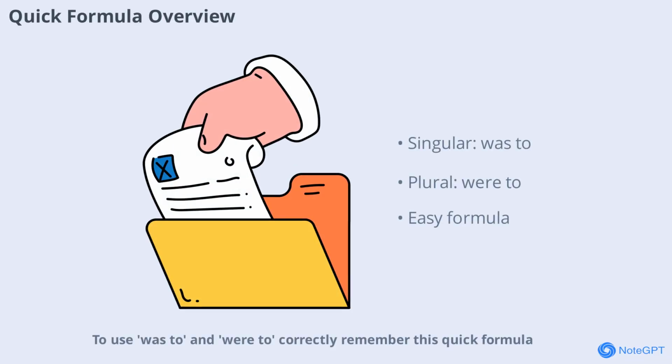Use was to and were to correctly. Remember this quick formula. For singular subjects like I, he, she, or it, use was to. For plural subjects like you, we, or they, use were to. For example, I was to leave early or we were to meet them. This simple rule helps you form sentences accurately every time.